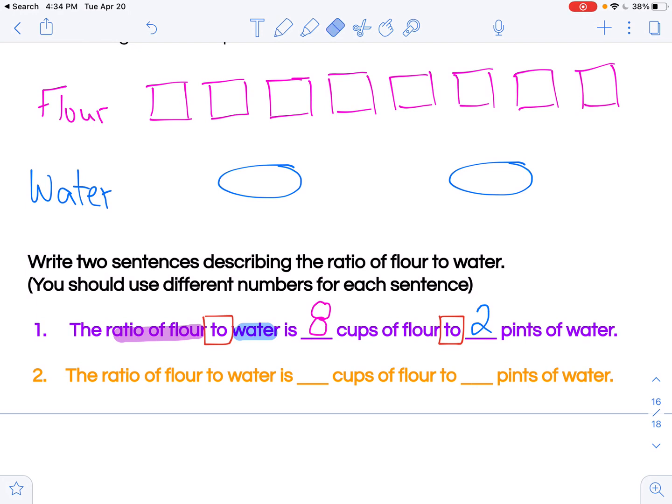I also want you to see the direction. I'm going to highlight it here. It says you should use different numbers for each sentence. So I'm not going to rewrite it exactly the same for the bottom, even though for the bottom it starts the same. The ratio of flour to water, right? They didn't change the order, right? I need to see this differently.